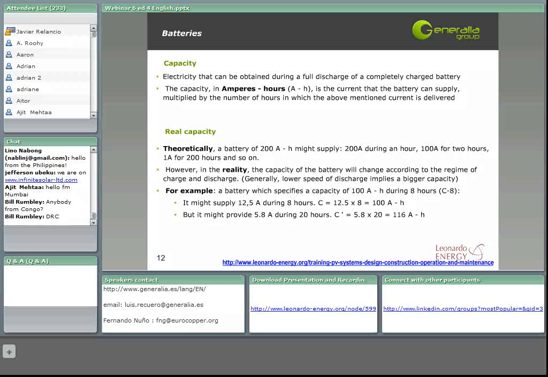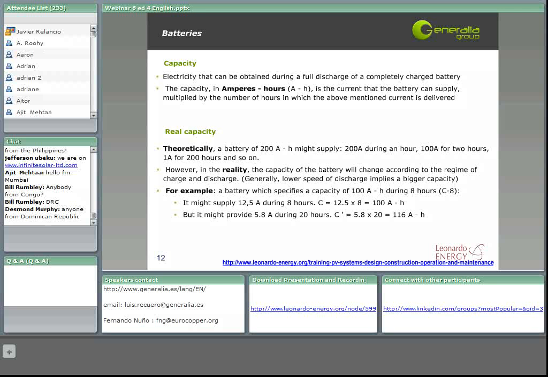But if we discharge it during 20 hours, it may produce, as you can see in this slide, 116 ampere hours. So, normally a good practice will be considering that if we discharge a battery for a longer period than the period which is specified in its data sheet, we can get more energy from the battery than the one that it is specified.